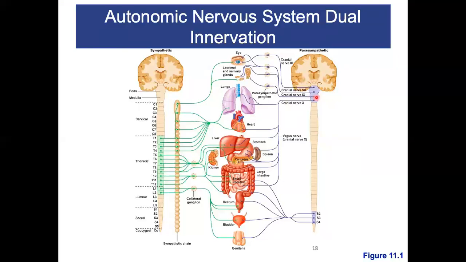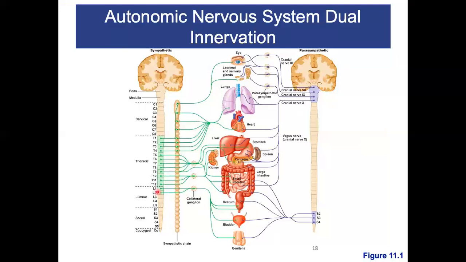Take a look at the parasympathetic nervous system. Most of the parasympathetic nervous system originates from cranial nerve 10. It's going to synapse with the lungs, heart, stomach, digestive tract. But notice that S2 through S4 innervates your large intestine, rectum, bladder, and genitalia. L1 and L2 for sympathetic innervates the rectum, bladder, and genitalia.